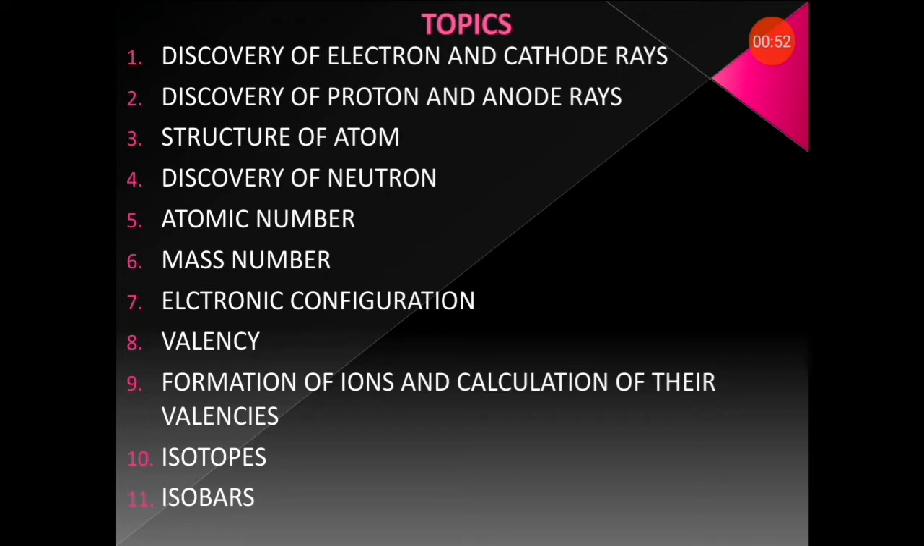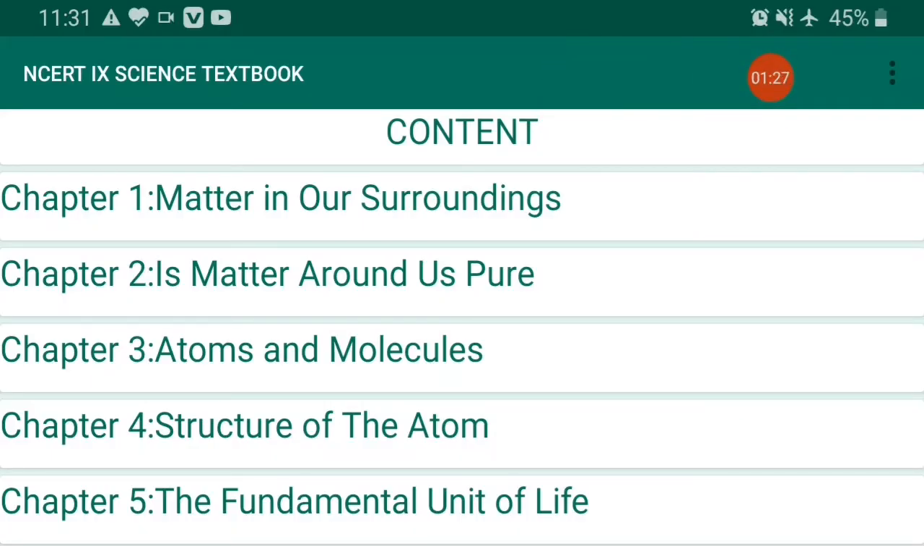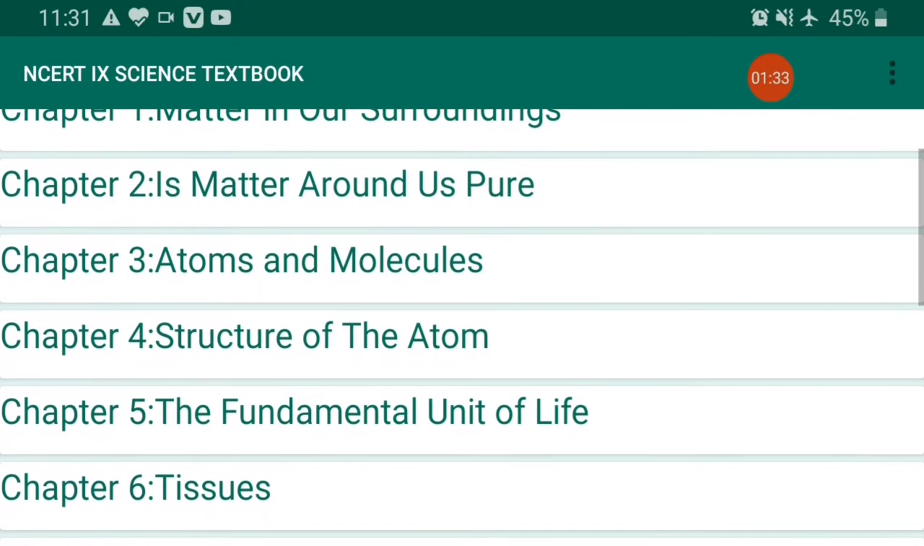Then structure of the atom, discovery of the neutron, atomic number, mass number, electron configuration, valency, formation of ions and calculation of their valencies, isotopes and isobars. All those things we will discuss with the help of the NCERT textbook. That textbook is very easy for understanding. We will also take support of additional material, and some additional topics also we will discuss. So when you open the NCERT class 9 textbook, we are in chapter 4.